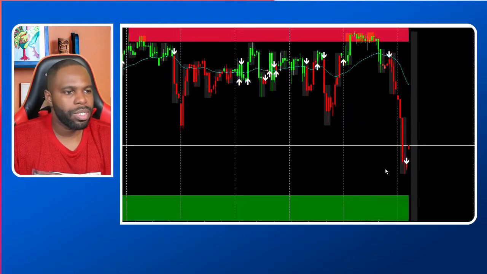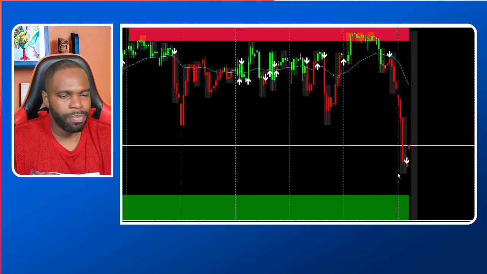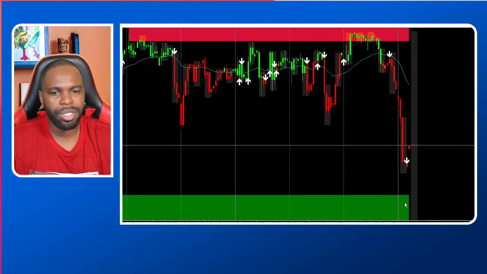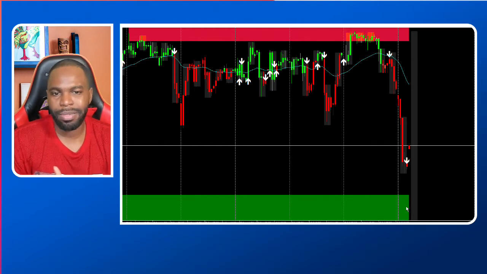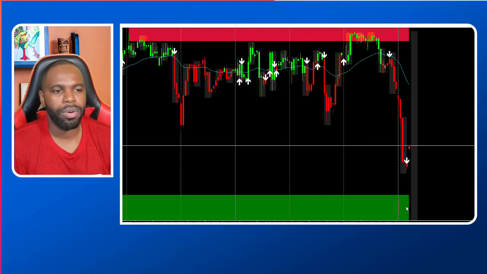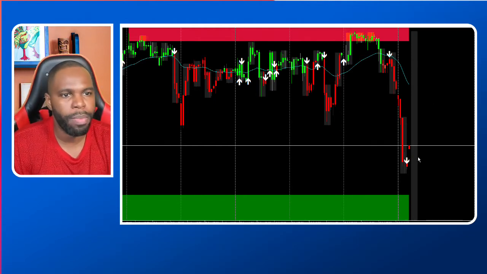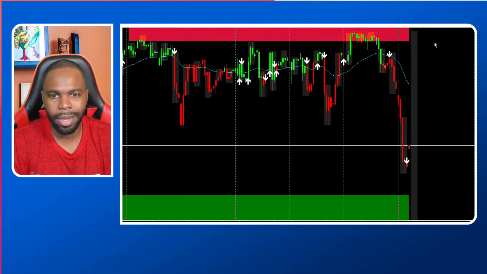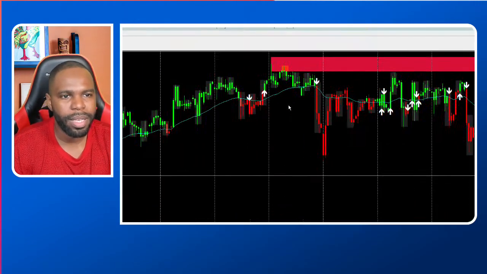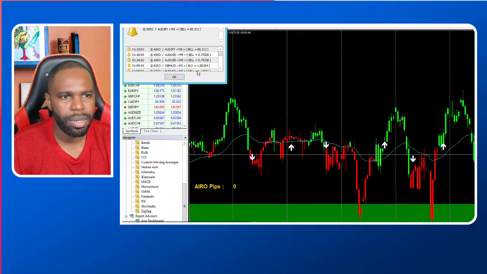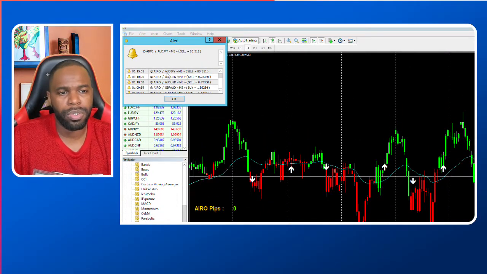Since we got an AIRO down here, this is possibly going to touch the green zone down here, and when it touches the green zone, the price is most likely going to struggle, and then most likely shoot back up and touch this red zone again. I'll give you another example here on how this works.